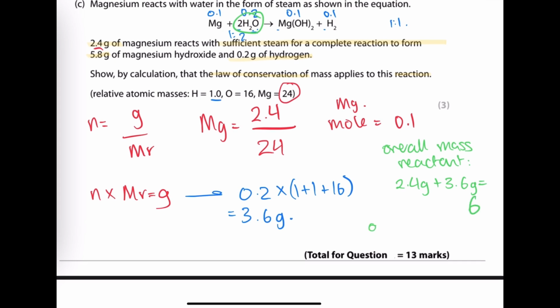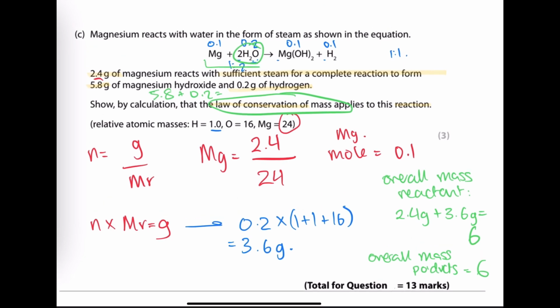Now what is the overall mass of products, so that we can see if the law of conservation applies? We can see that it is 5.8 plus 0.2, which is also 6. Therefore it applies because it just means that the mass of the reactants is always going to be the same as the products.